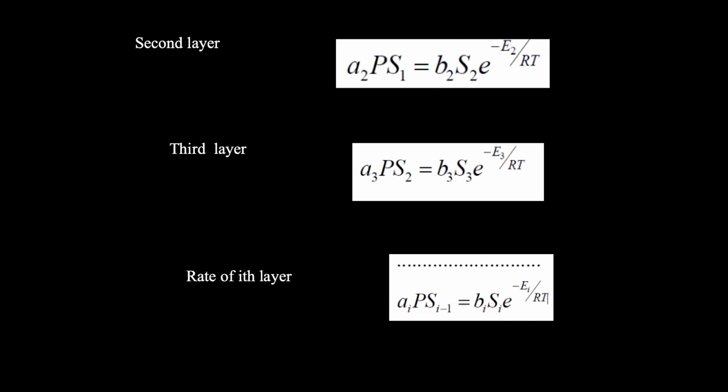Similarly, for the third layer, the equation at equilibrium is A3 P S2 is equal to B3 into S3 into e to the power minus E3 by RT. Here A3 and B3 are the adsorption and desorption rate constants. Thus, for the ith layer, the equation at equilibrium becomes Ai P Si minus 1 is equal to Bi into Si into e to the power minus Ei by RT.